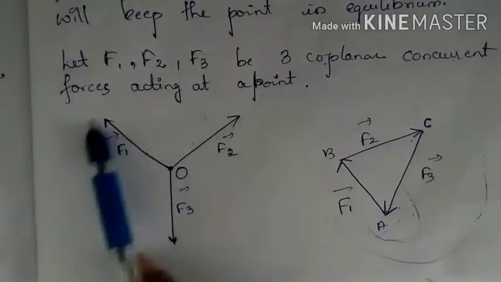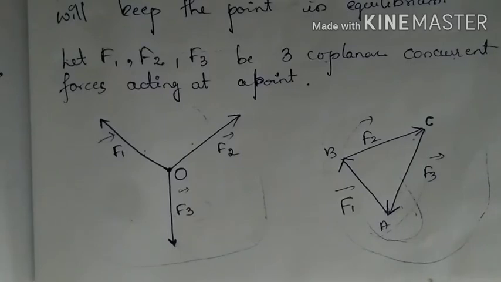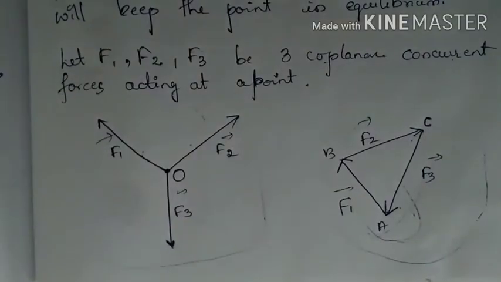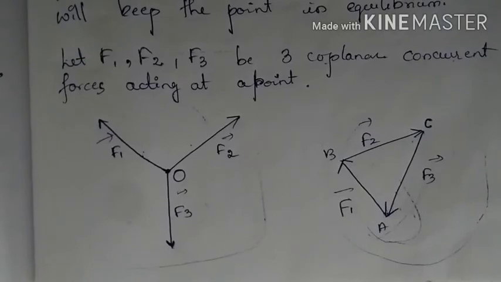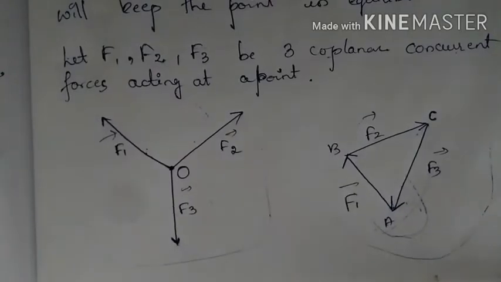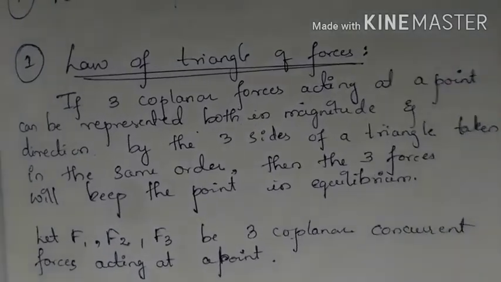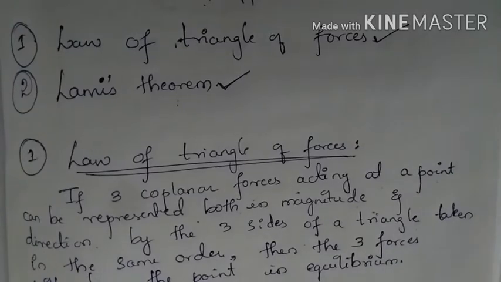The converse of the law states that if three forces acting at a point are in equilibrium, then they can be represented both in magnitude and direction by the three sides of a triangle. These three sides, or the vectors of these three sides of a triangle, should be in one order. Then only this will be true. So this is the law of triangle of forces. Next we have to learn about Lami's theorem. So let us understand what is Lami's theorem.